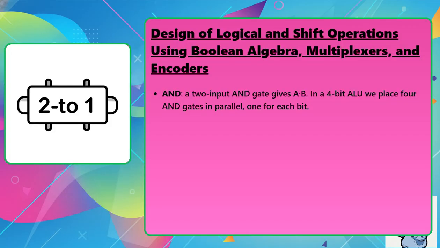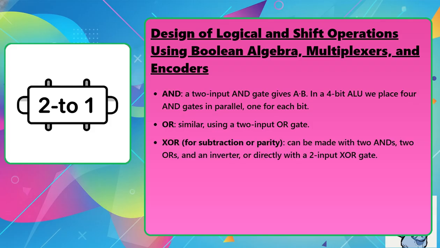A 2-input AND gate gives A AND B in a 4-bit ALU. We place 4 AND gates in parallel, one for each bit. Similarly with a 2-input OR gate. XOR, for subtraction or parity, can be made with 2 ANDs, 2 ORs, and an inverter, or directly with a 2-input XOR gate. NOT is a single inverter per bit.